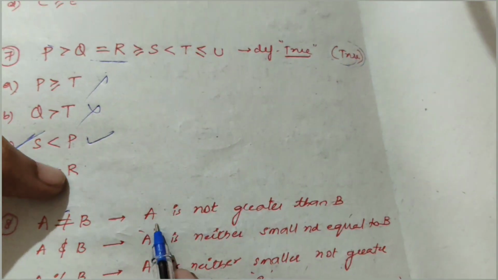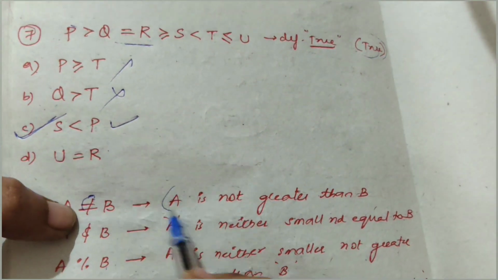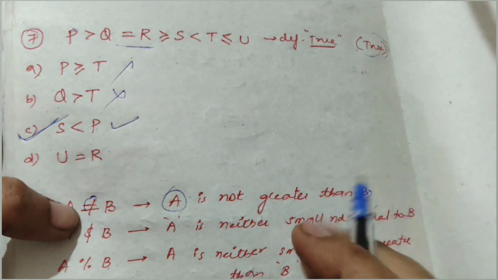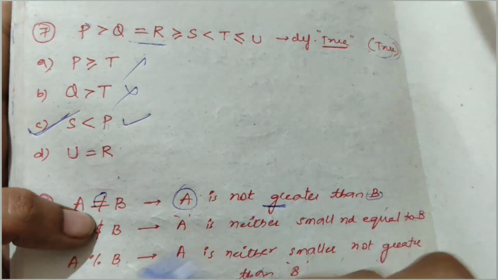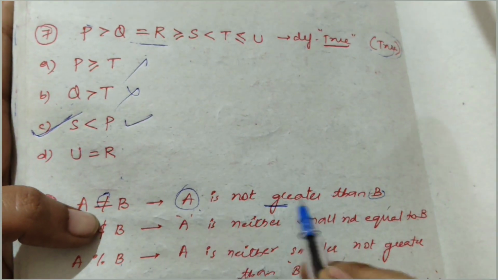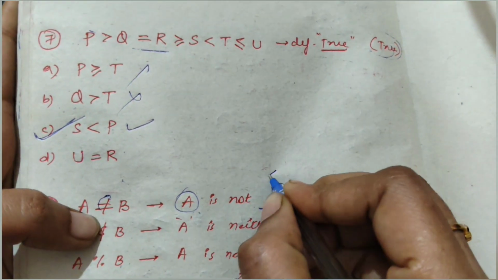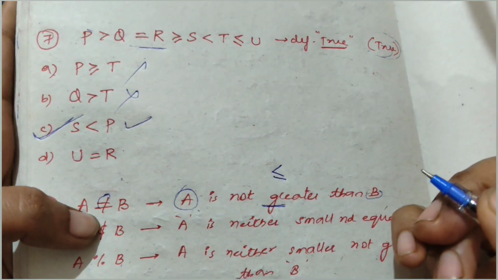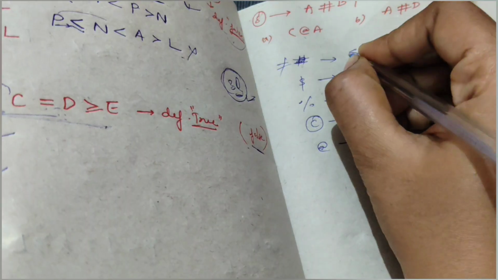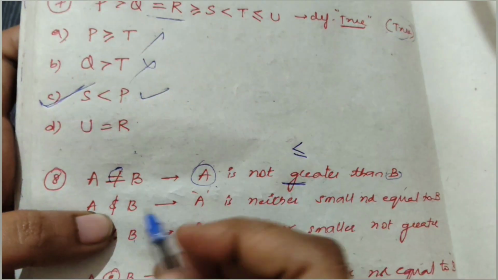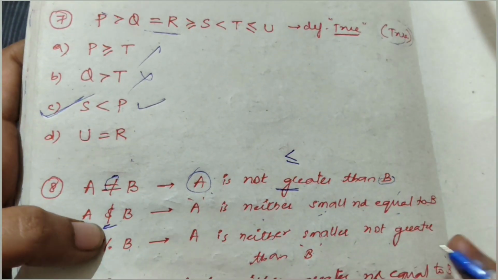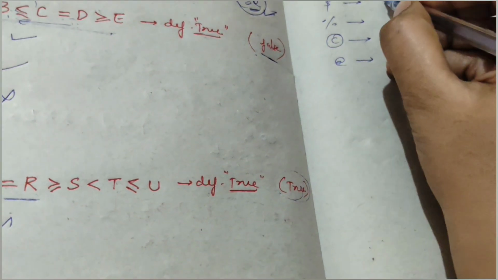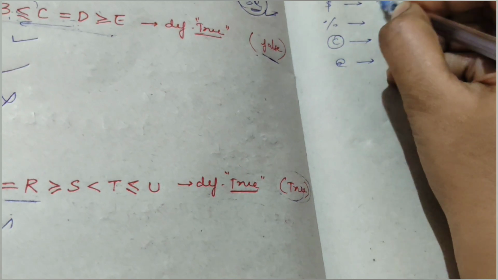Here it is A or B, whichever two they may take, but the symbol is important. What is the not equal to symbol denoting? A is not greater than B, means it is less than or equal to, because not greater means what remains: less than or equal to. So here I am writing the same, less than or equal to. Again, dollar represents neither small nor equal, neither smaller, so it should be greater than.